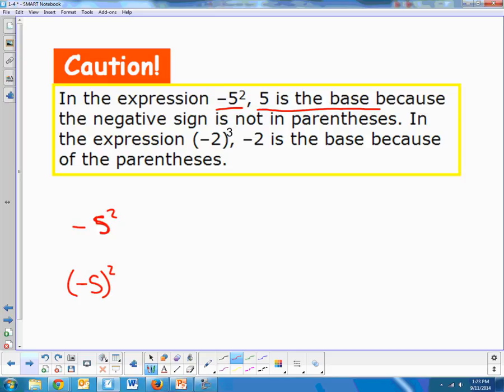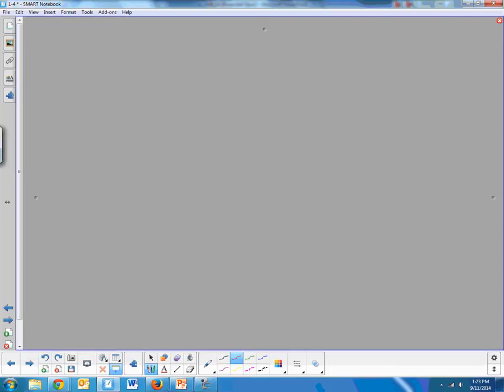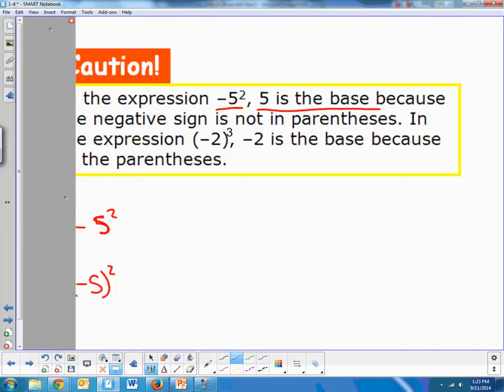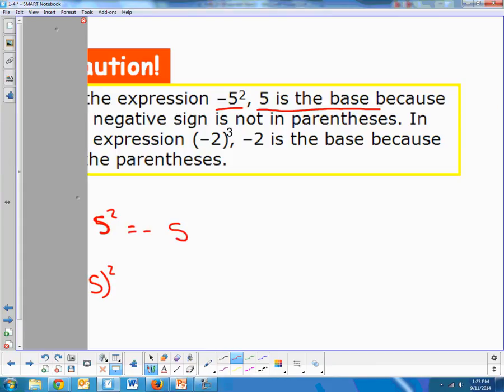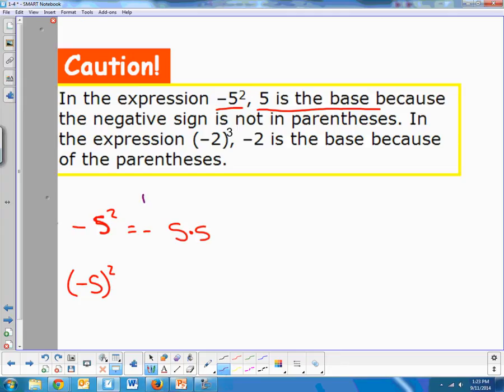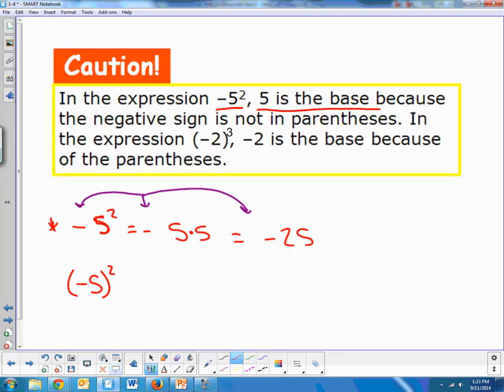It's not in parentheses. And so that first one, -5 squared, the negative is not part of the base. You can't see when I cover it up with my hand, but we're not going to care about that negative sign when we're doing our exponents. We're just going to do 5 to the second power. We're going to do 5 times 5, and that negative sign is still out in front. But 5 times 5 is going to give me 25. However, that negative sign is still out in front. So the answer is going to be -25. So without the parentheses, -25.